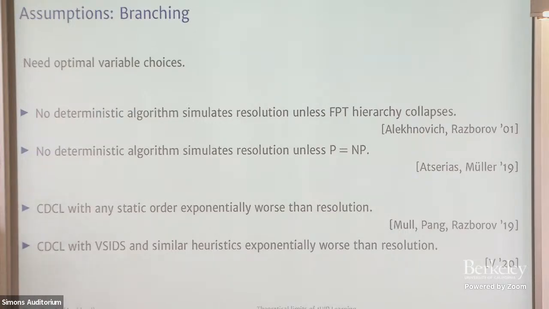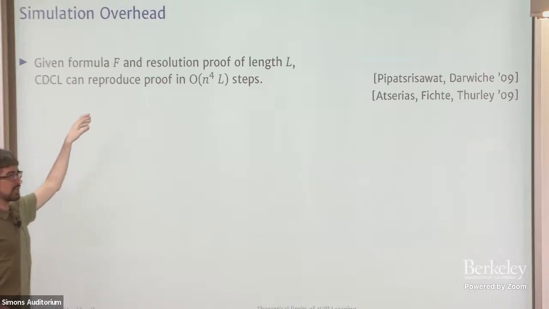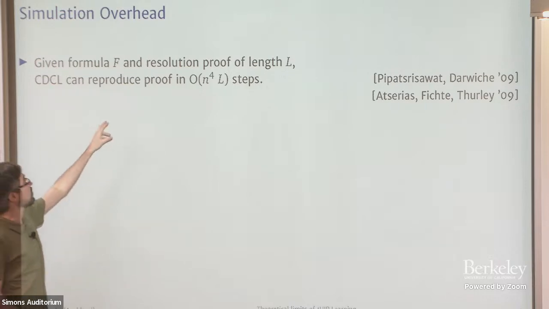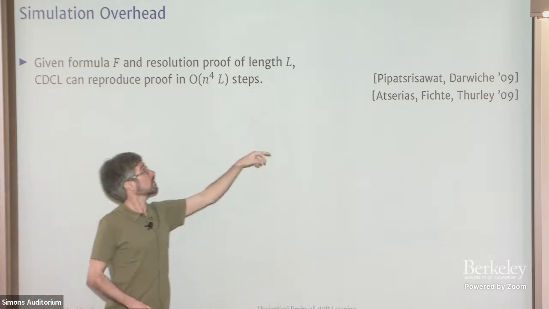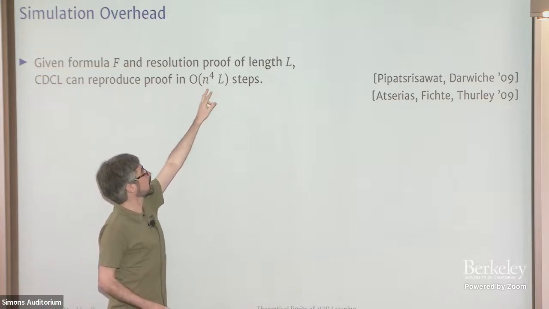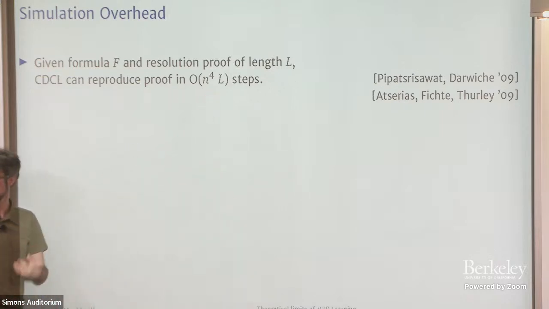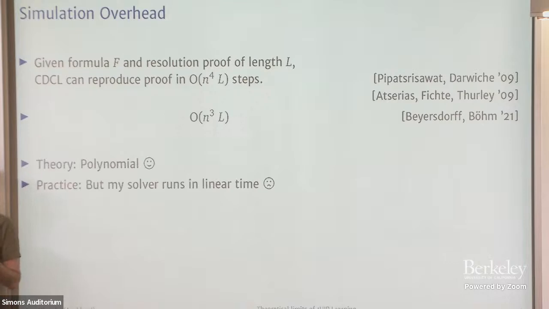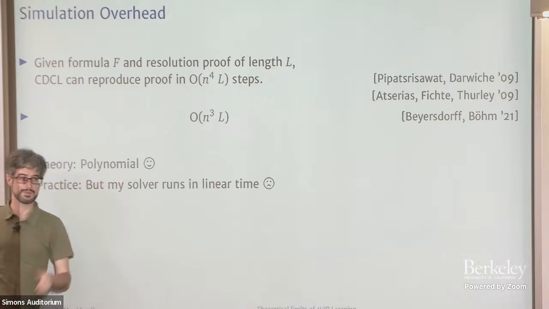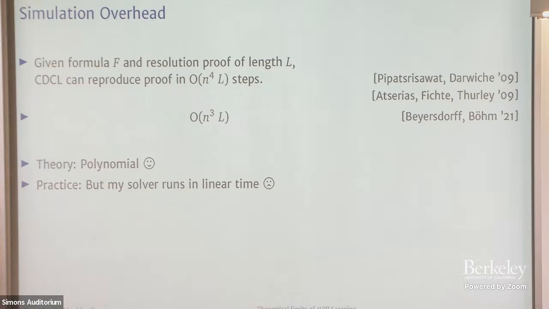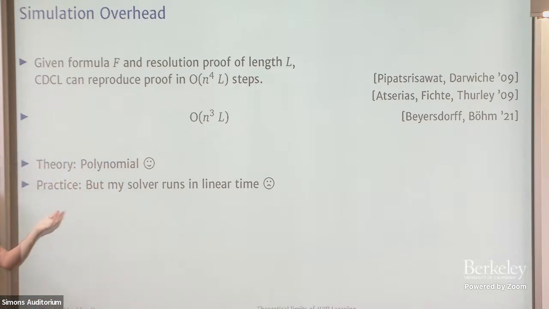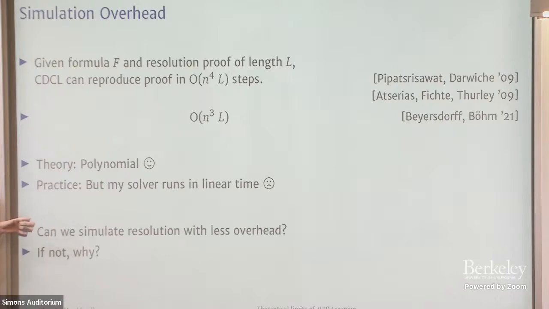Good. So that was branching. Now, I also mentioned that this simulation is an efficient simulation in the sense that if you have a proof of length L in resolution, you'll get a CDCL proof in about n to the 4th times L steps, so polynomial. It can be improved to cubic. And that's something that I'm happy with. It's a polynomial, I'm happy. But if you're building a solver that runs in linear time, then you are not happy. That's too much. So can we improve this simulation overhead, or maybe it's really needed? We need some overhead.